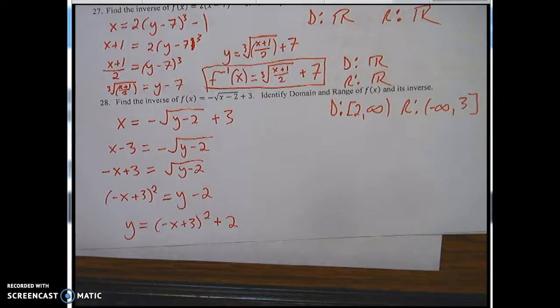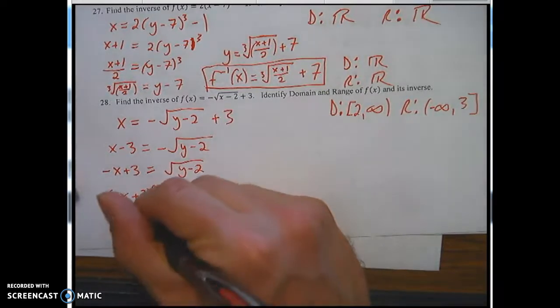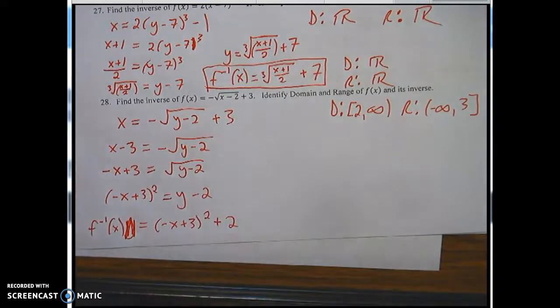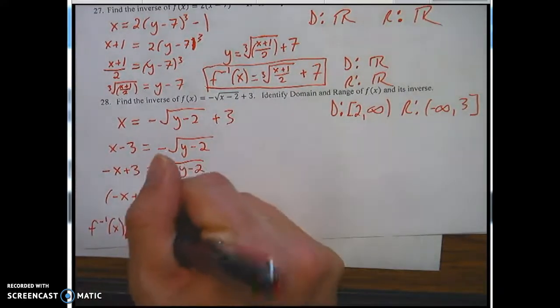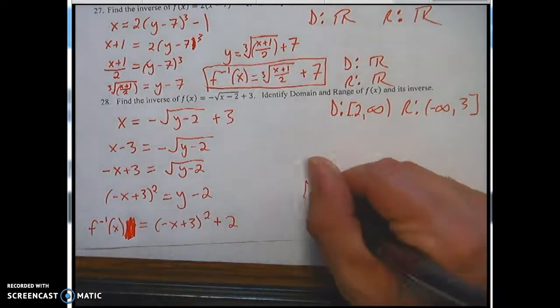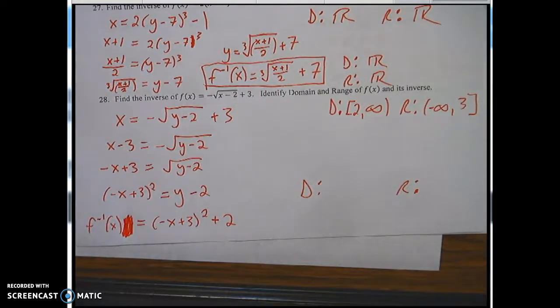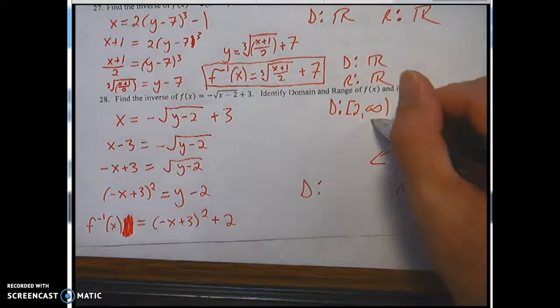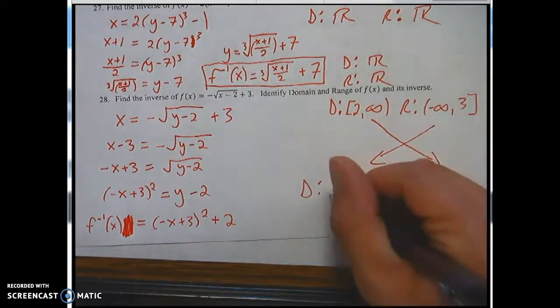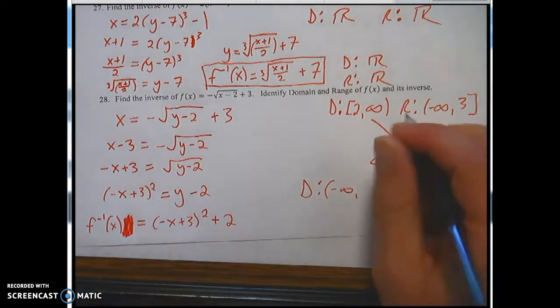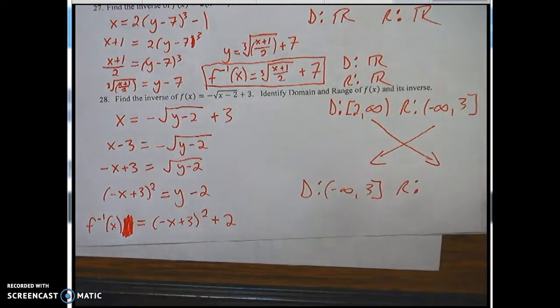That's a quadratic, so it is a function. Go ahead and write it in function notation. F inverse of x instead of a y. And the domain and range should be easy because it's the same as the original, just flipped. So the range here becomes the domain there. The domain there becomes the range there. So the domain is from negative infinity to 3. And the range is from 2 to infinity.